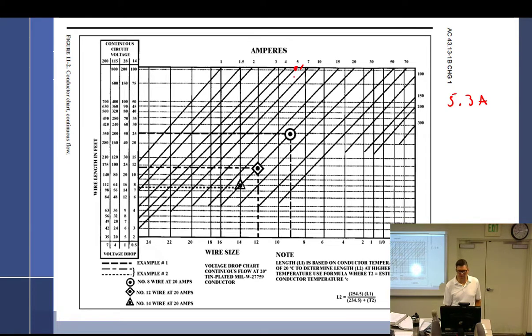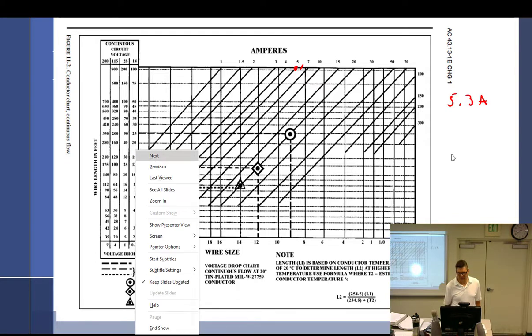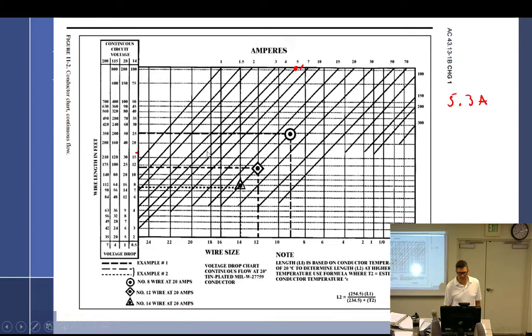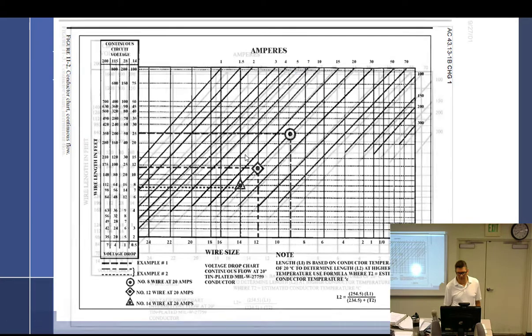Here's the 5 amps. I'm going to say it's going to be a little bit to the right. And I don't know, you want to go with something here. We'll say 14 volts, this one. We'll say it's 16.5 feet. Oh, I don't know, that's about right here. So that comes in right about here.